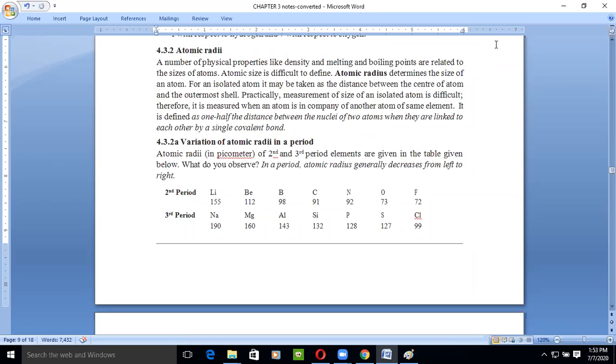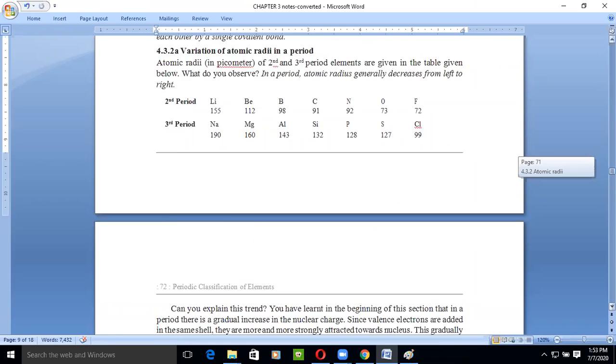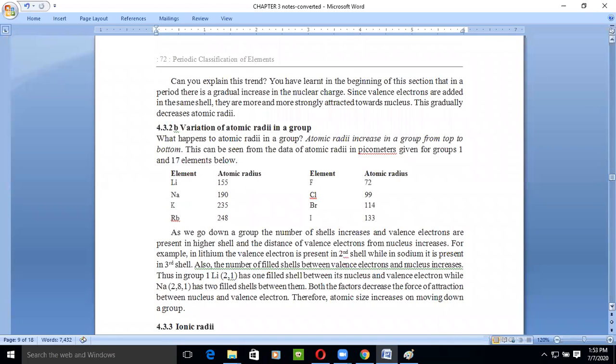Can you tell me something about atomic radii? What do you mean by atomic radii? How can you describe it in your definition? Ma'am, atomic radii is the distance between the outermost shell and the nucleus. Okay. So atomic radii is the distance between the nucleus and the outermost shell.